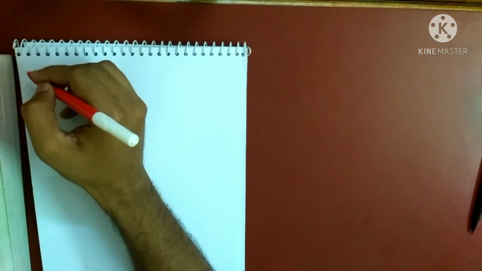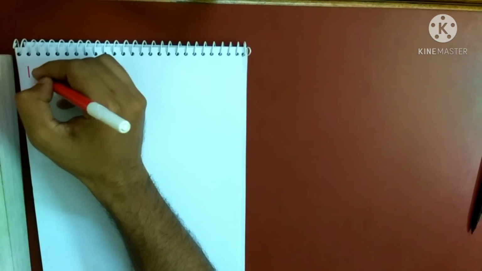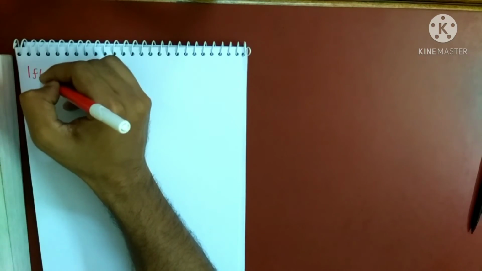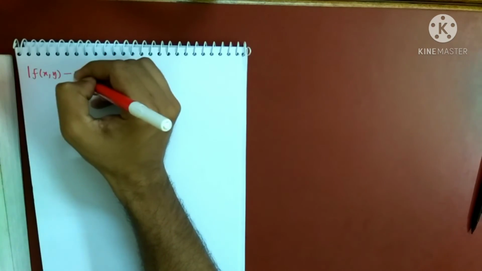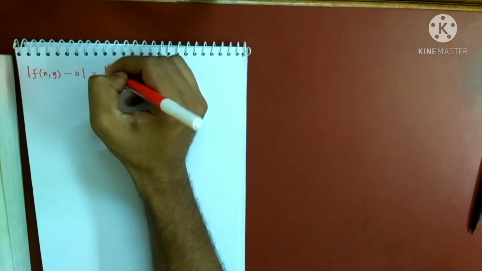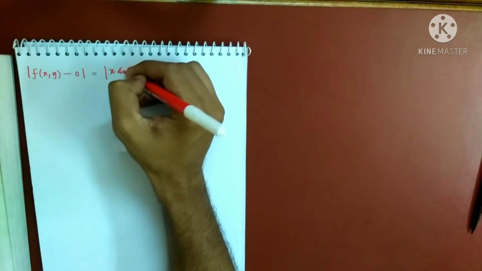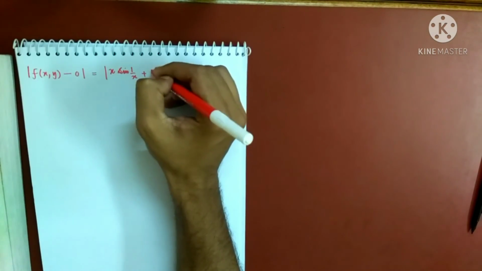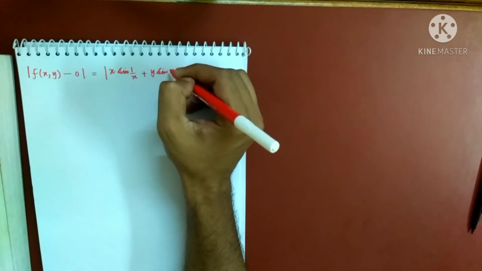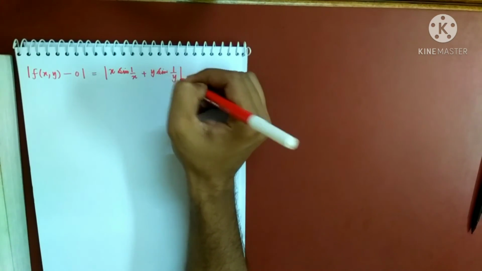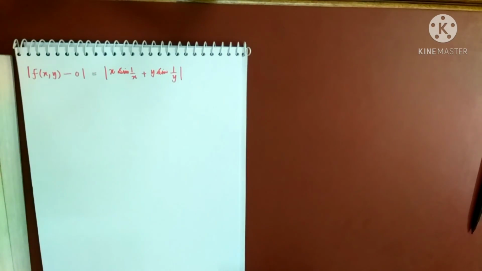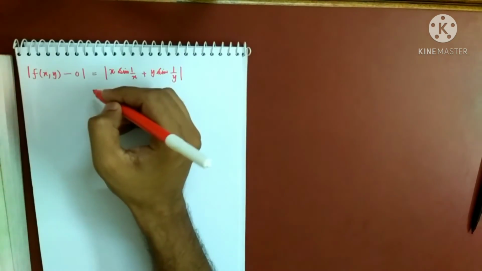We'll start from modulus of f(x,y) minus L. L here is 0. This will become modulus of x sine 1 by x plus y sine 1 by y, and minus 0 no need to write. Now you will help me to evaluate this limit. Can anybody tell me what should be my next line? This triangle inequality and so on will be very handy. Yes, Angel, you are also correct.